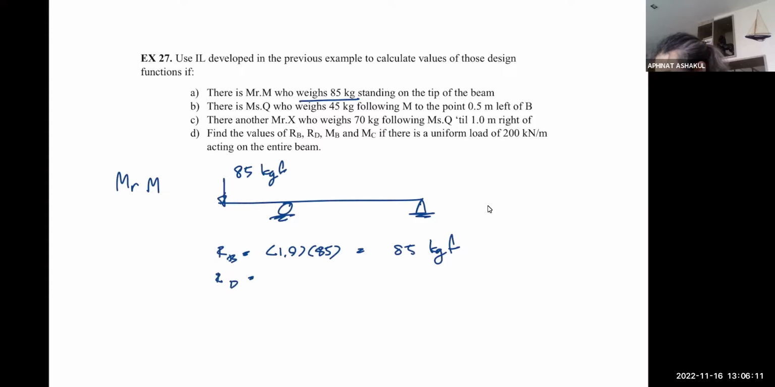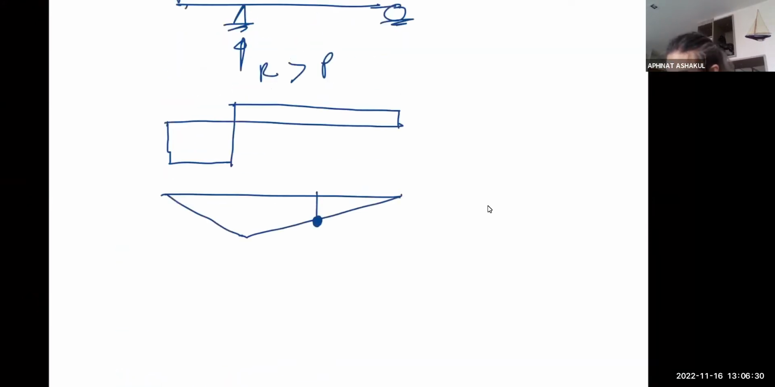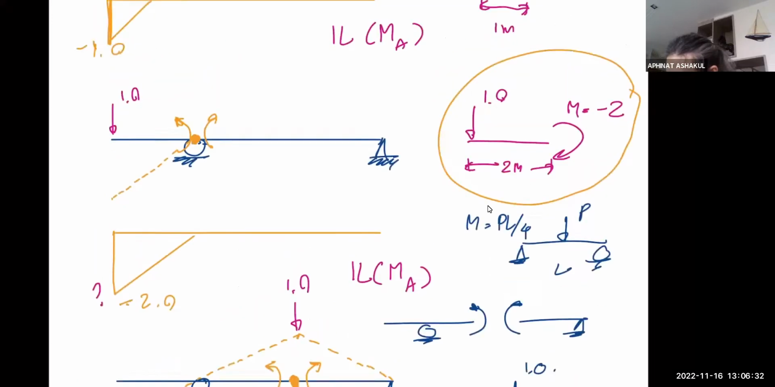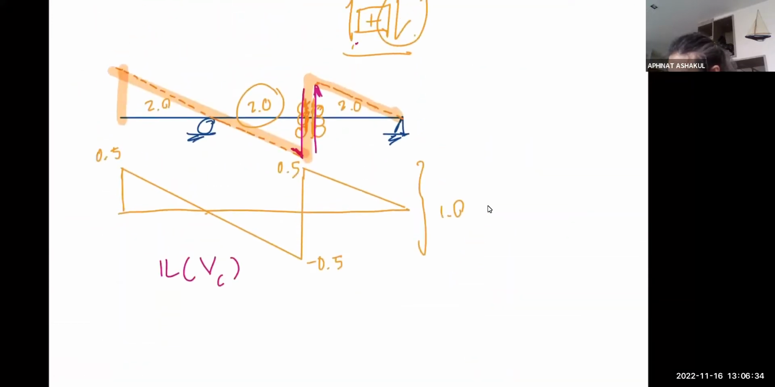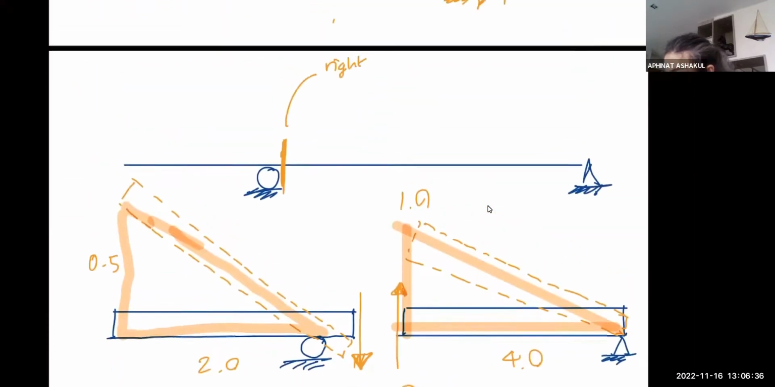D, I think it's 0, right? Because this is 1. So RD is 0. Oh, I'm sorry, this is wrong. We are calculating RB, but 85 is at the tip of the beam, so it's not 1. I'm still not fully awakened. So I have to go back again, sorry. Here, see? It's good that I get it wrong, so you see.